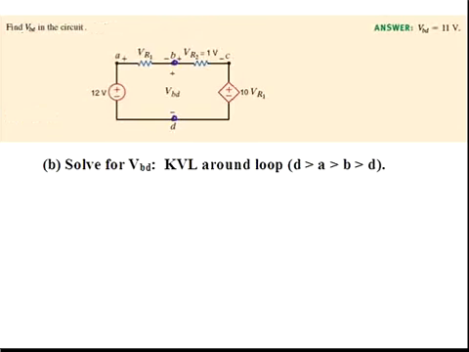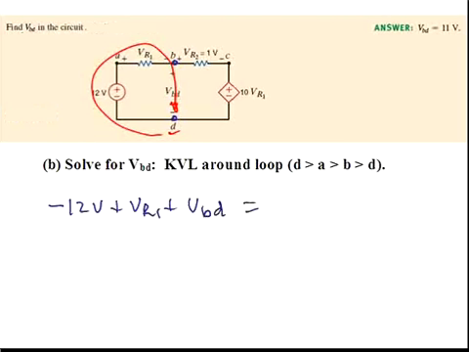Now we'll try to solve for the desired voltage VBD. So again, we'll use a closed path, which is node D, going around to node A, to B, and back to D. So I'm going to choose that closed path, which includes the voltage VBD. And if we do the summation of voltages there, we have minus 12 volts plus VR1 plus VBD is equal to 0.